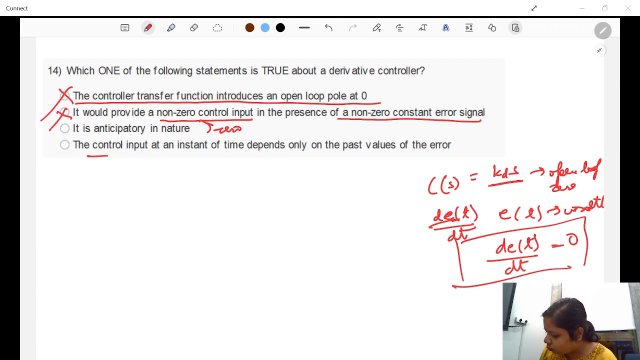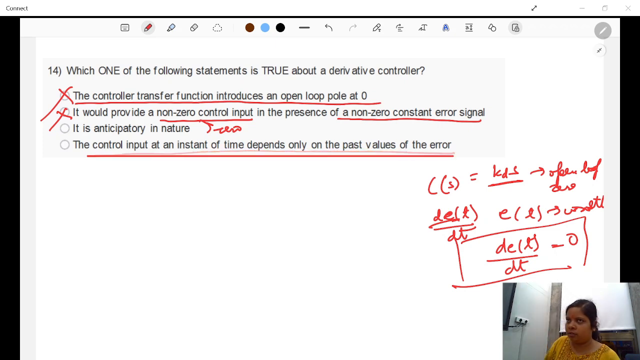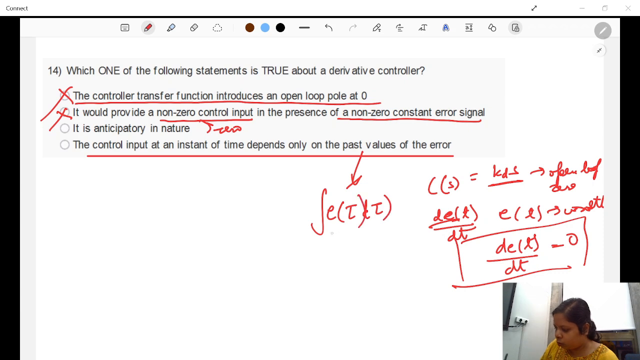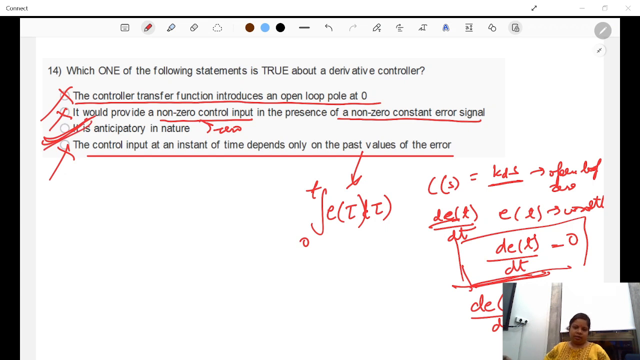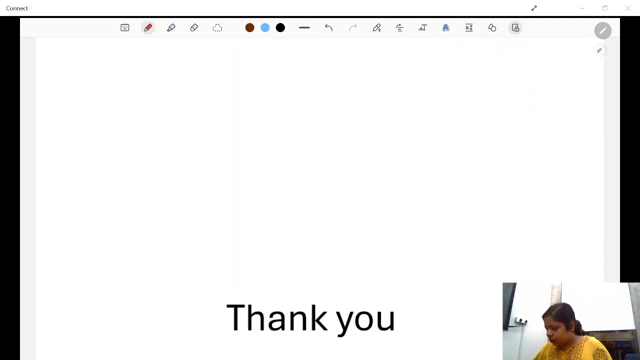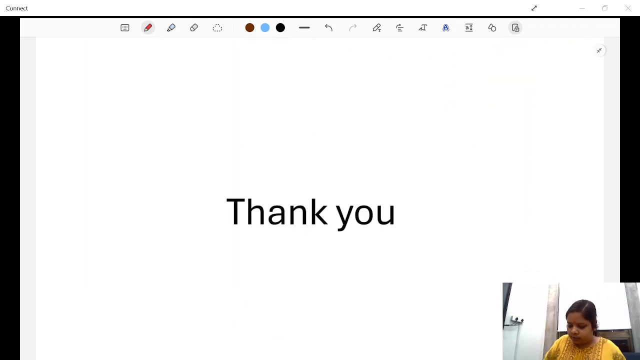The control input at an instant of time depends only on past values of the error. Only the integral depends on past values of the error, because it took 0 to t. This does not depend on the past values of the error. It takes the differentiation. So this is also wrong. It is anticipatory in nature. We have seen this. This is the correct option. These were the questions that we had to discuss, and we are done with today's lecture.